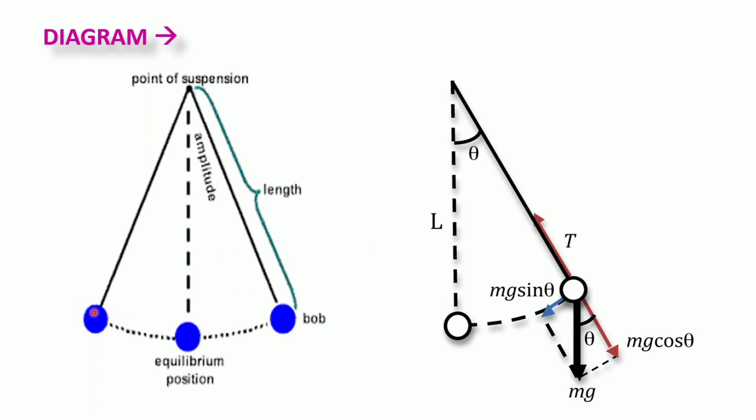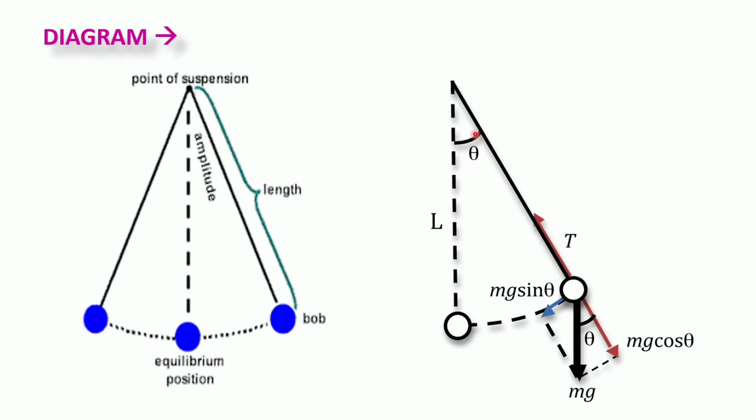Now when the bob is released from this position and it returns back to this position, this is called one oscillation, and the time taken by the bob to complete this one oscillation is called its time period. And that time period depends upon the length of the simple pendulum.